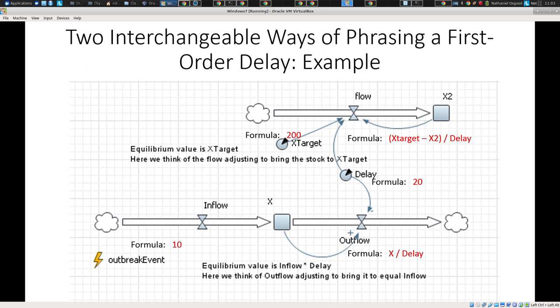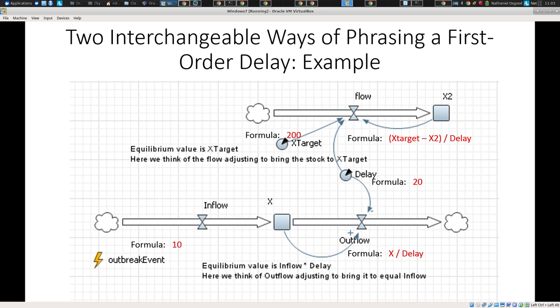So here we have a stock. I wanted to call it X, but if I have them in the same model, it doesn't allow me to do it. So I call it X2. But for all intents and purposes, it's just like X in this other formulation. And here we have a target, okay? We have a target value, and the value of the flow is given by a gap between this target value and the current value of the stock.